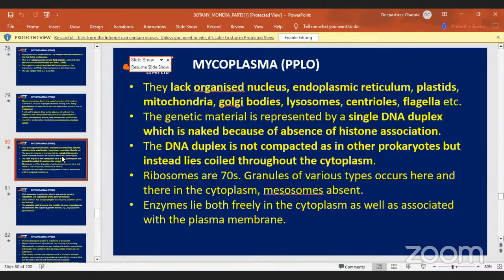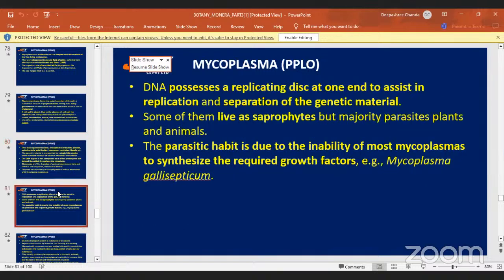Okay, so bacteria don't have any kind of nose, but they have these special structures on their cell membrane through which they can undergo respiration. Those are the mesosomes. Enzymes lie both freely in the cytoplasm as well as associated with the plasma membrane. So this is the general organization of PPLO. They possess a replicating disc at one end to assist in replication and separation of the genetic material.